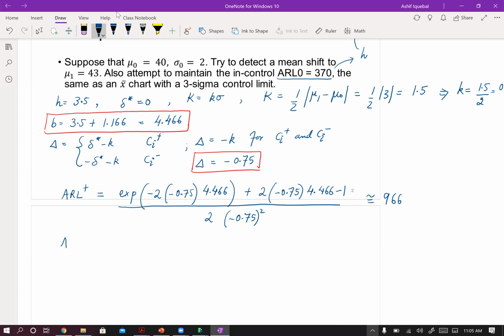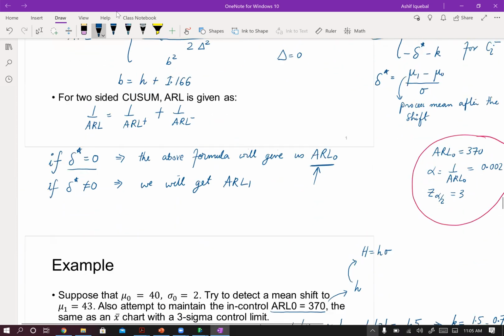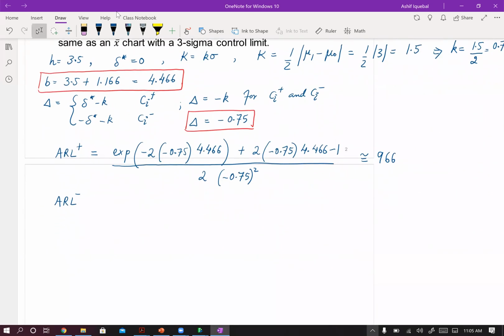All right, so now let's find out ARL minus. For ARL minus, we also use the same formula. The only thing that is different is capital delta, right? But since we are calculating ARL0, and for ARL0, capital delta is the same for CI plus and CI minus, ARL minus will also be equal to 966. Make sense? All right, so once we have ARL plus and ARL minus, we can find out ARL0 equals 1 by ARL plus plus 1 by ARL minus. Right? And if you calculate this, you will get 400 and I think 83. Yeah, so you'll get 483.